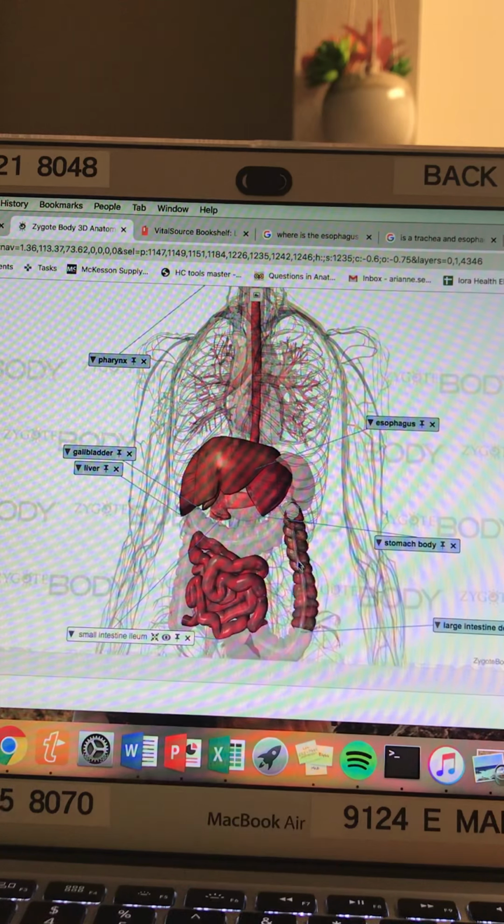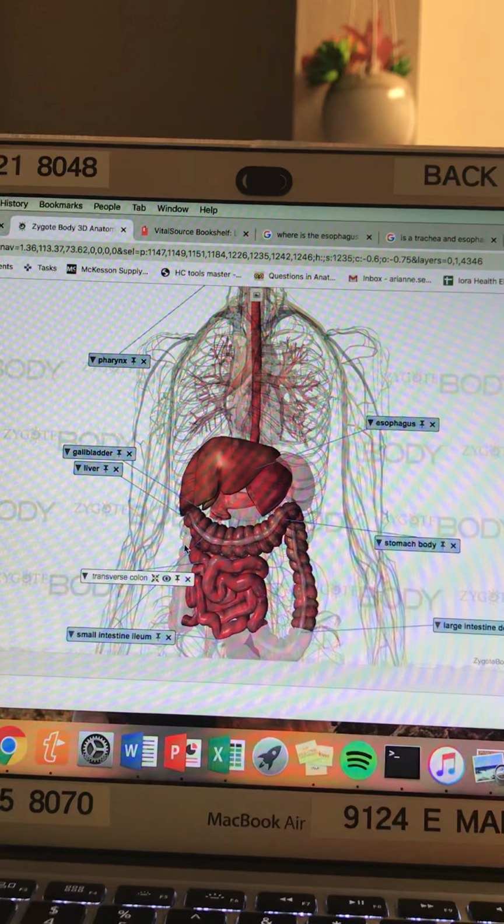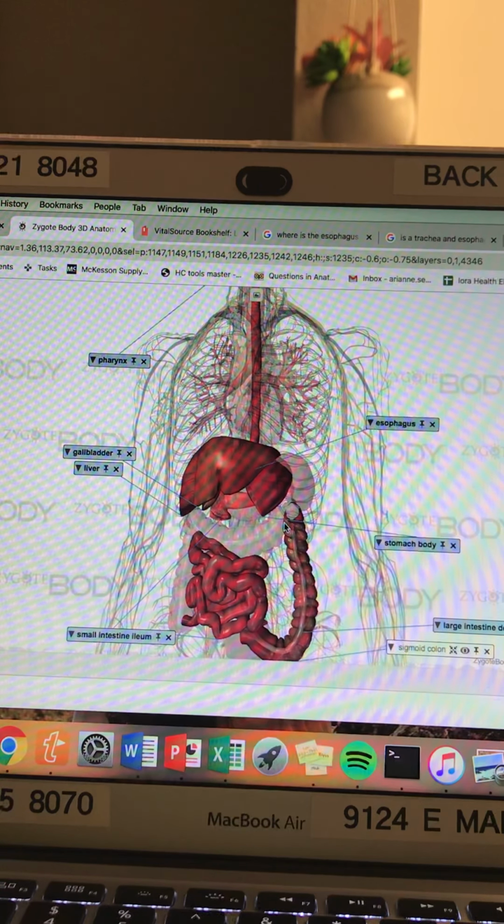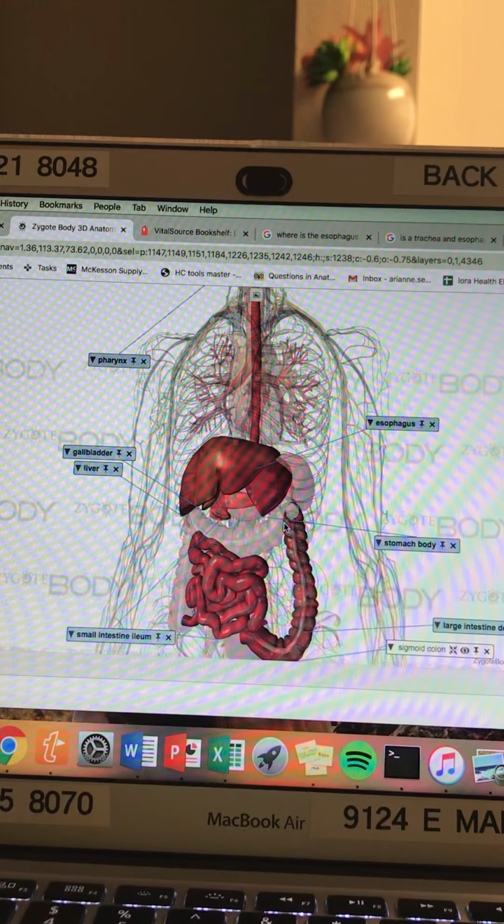So next we can look at the large intestine, which is this big guy that kind of just goes around the small intestine. So that's the large intestine. The large intestine actually receives material from the small intestine that was not digested or absorbed. It functions in absorbing water and electrolytes, which is critical for maintaining fluid and acid-base homeostasis.